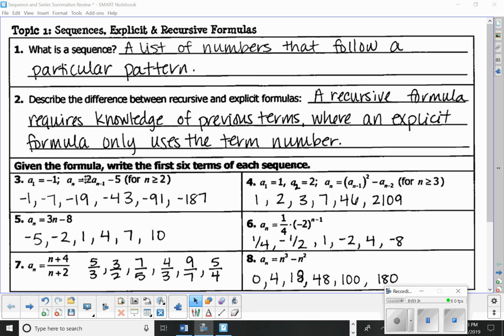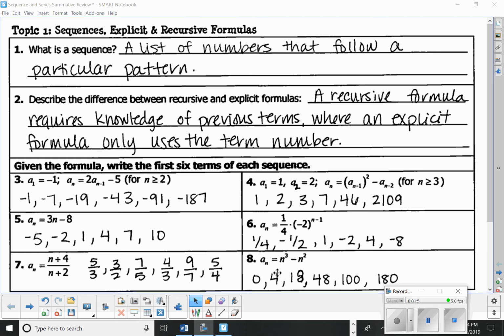This is a recursive formula. Number 4 is a recursive formula. Number 5 is an explicit formula. A sub 1, I put in a 1. 3 times 1 is 3, minus 8 is -5. I put in a 2. 3 times 2 is 6, minus 8 is -2. I put in a 3. 3 times 3 is 9, minus 8 is 1. So this one's explicit. Number 6 is explicit. Number 7 is explicit. Number 8 is explicit.